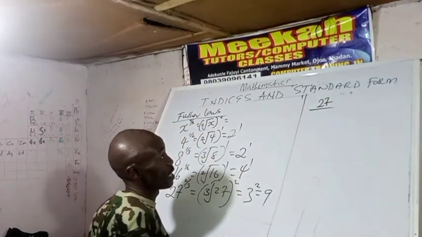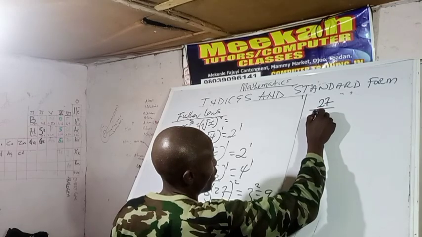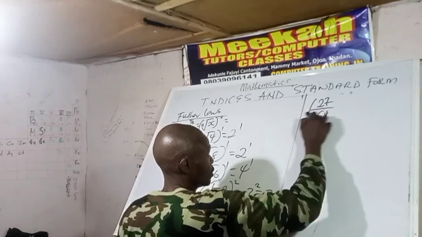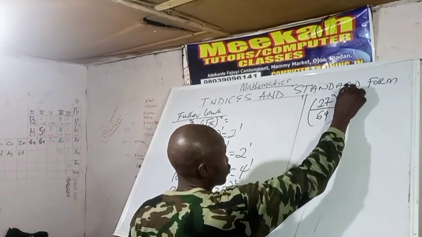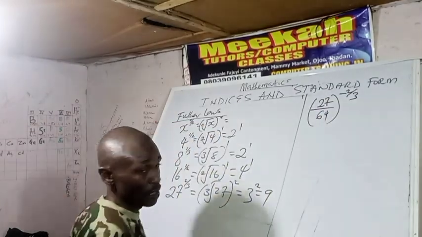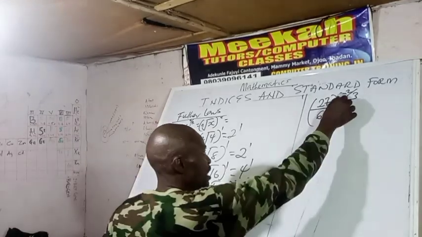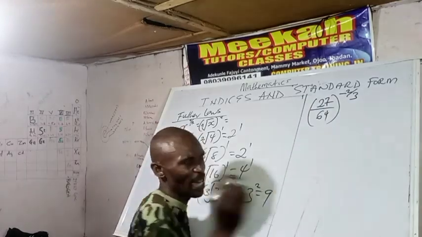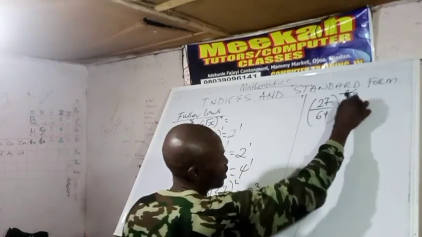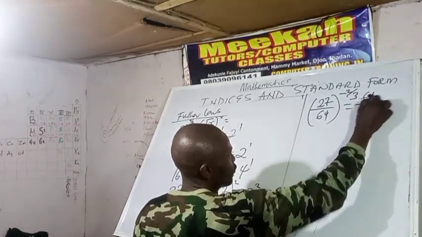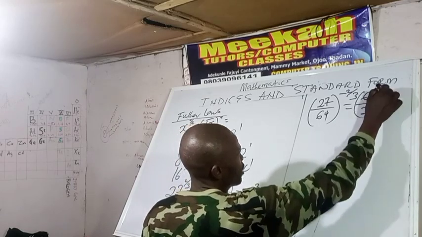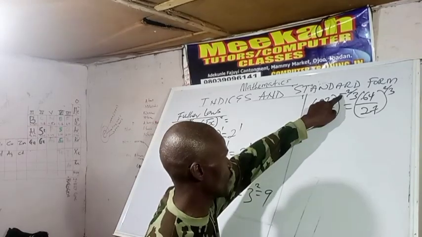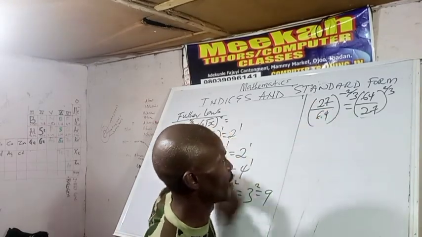What about if you have 27 over 64 raised to power minus 2 over 3? Don't panic. Watch again. The minus will make you reciprocate this. That's the first thing you need to do. Never work with minus. Negative things in life are not good. Remove this one. This one becomes what? 64 over 27 raised to power 2 over 3. Mathematician, you should know why I removed the minus. I reciprocate it.